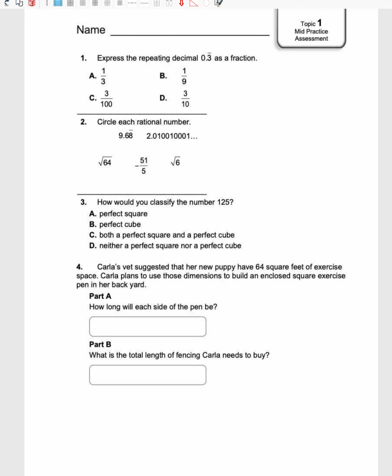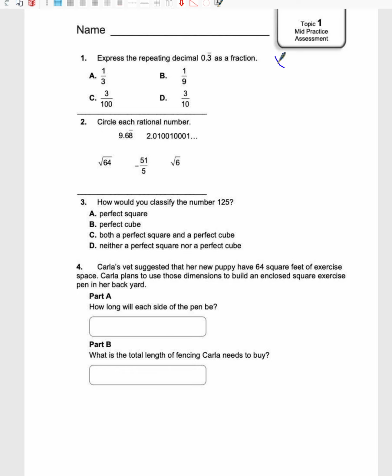All right, number one, express the repeating decimal 0.3 repeating as a fraction. I'm going to go ahead and show work on all these. Even though some of them, you guys, when they're multiple choice, you like to just choose an answer and move on. I am going to show work on them. It's always a good idea to show work on a test.